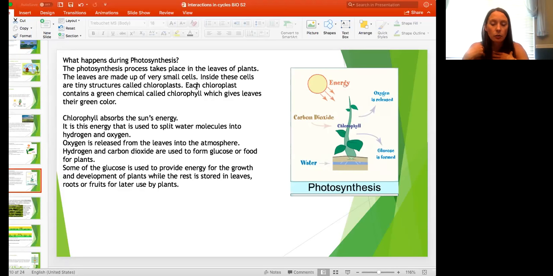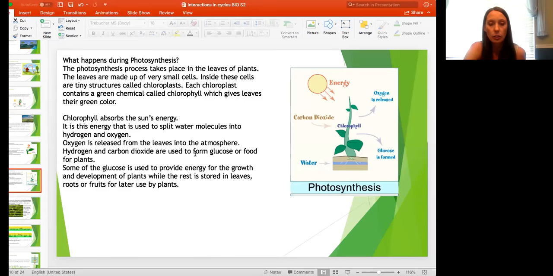In our cells, we don't have chloroplasts because we're not producers. But each chloroplast contains a green chemical that we call chlorophyll. This is what gives leaves their green color. Chlorophyll is what allows the sun's energy to be absorbed by the plants. It's their special structure. It is here that this energy is then used to split water molecules into hydrogen and oxygen. Then oxygen is released from the leaves into the atmosphere. Hydrogen and carbon are used to form glucose, the food, we think of sugar, for the plants.